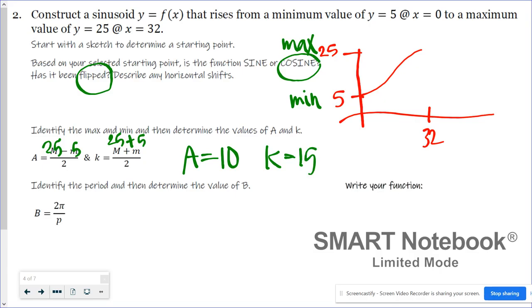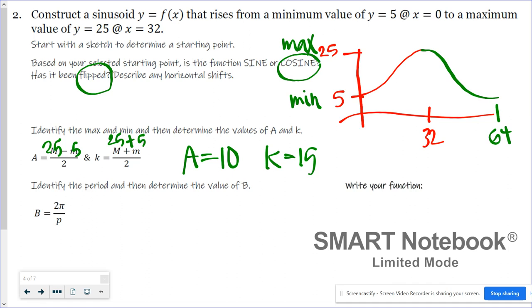Now the period. If you're thinking the period is 32, I want you to think, what does one full cycle of cosine look like? Because that right there is not one full cycle of cosine. Since this cosine graph started at its minimum, it'll be over when it reaches its minimum again. So if it went from its minimum to its maximum in 32 units, it's going to need another 32 units to finish one cycle. So one full cycle of cosine here is 64.